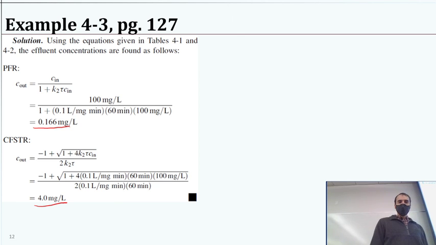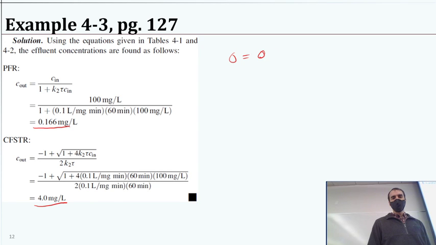Cool. All right, any questions or issues, comments with any of this? Hopefully it wasn't useless today. I wanted to make sure there was some kind of practice. The CFSTR looks suspiciously like a quadratic. Yeah, probably a quadratic is involved. So let's see, what would that look like to get there?